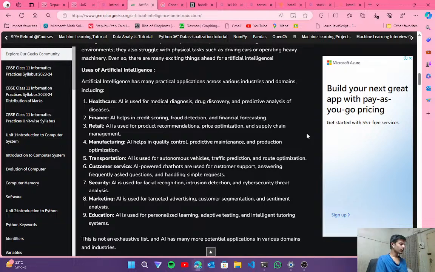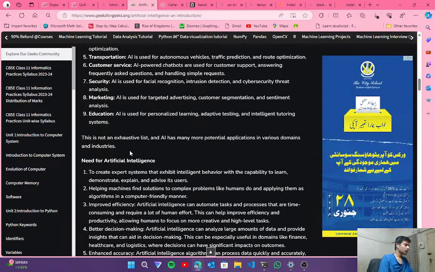And cybersecurity threat analysis, I think that's not very effective. The cybersecurity threat analysis by an AI. Marketing. AI is used for targeted advertising, customer segmentation, and sentiment analysis. Yes, it's done for that a lot. Education. AI is used for personalized learning, adaptive testing, and intelligent tutoring systems. I will highly contradict with that because I don't think that's very much effective.